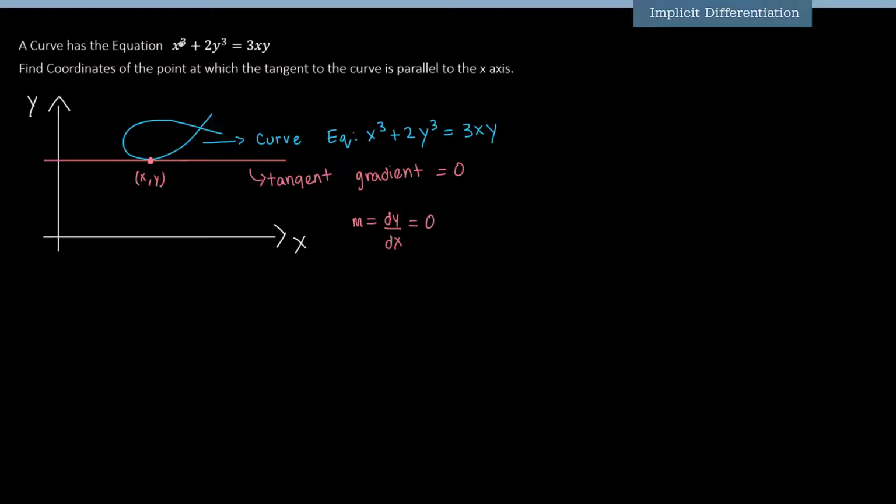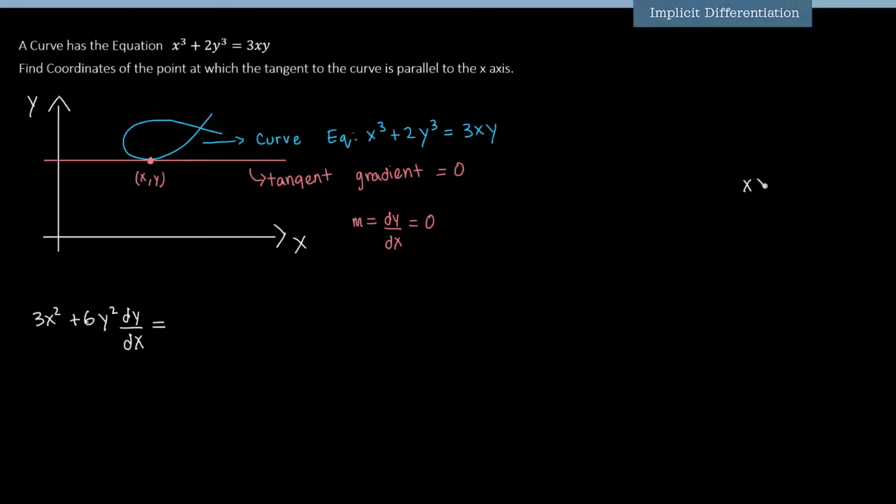The derivative of x cubed with respect to x is going to be 3x squared. For the derivative of 2y cubed, 3 gets multiplied by 2, it becomes 6, and the power gets reduced by 1, so 6y squared. And whenever we differentiate terms of y with respect to x, we multiply the derivative by dy upon dx. This equals 3 times xy.